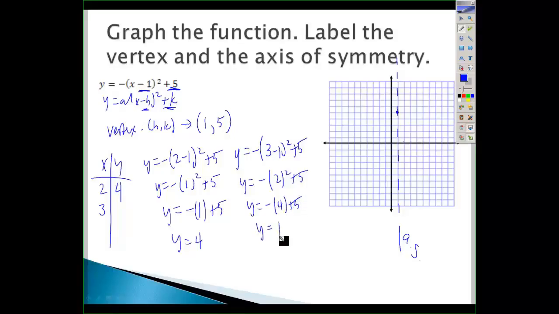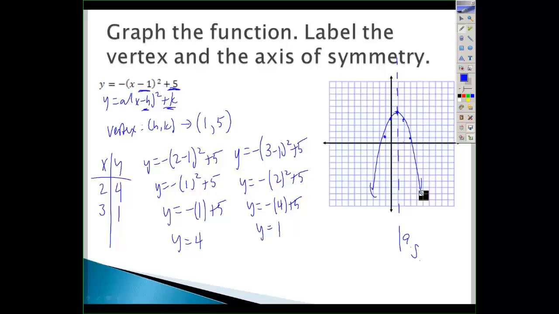Y equals 1. Okay, so I have 2 more points now. I have (2, 4) and (3, 1). I'm going to go ahead and plot those points. And because I know that parabolas are reflected across the axis of symmetry, I can also put them on the other side. And as you can see, it's nice and symmetric.